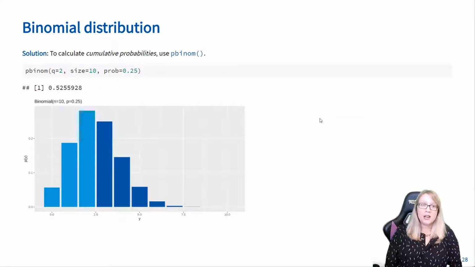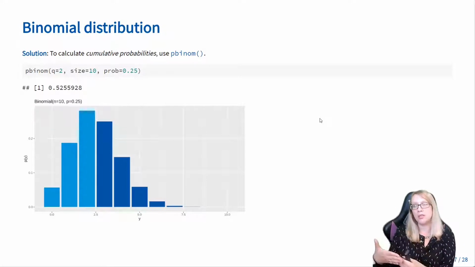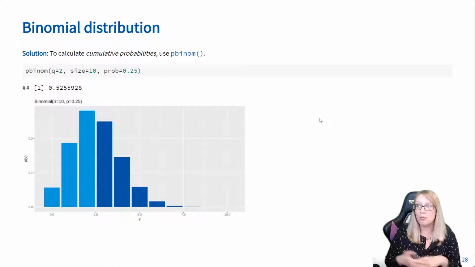Or if we'd like to calculate what are called cumulative probabilities, so probabilities up to a particular point, instead of using the dbinom function, we can use a function called pbinom. So here we're using pbinom. Q stands for quantile, so we want probability up to 2. Size 10, probability 0.25. And we get the same answer that we found by hand.